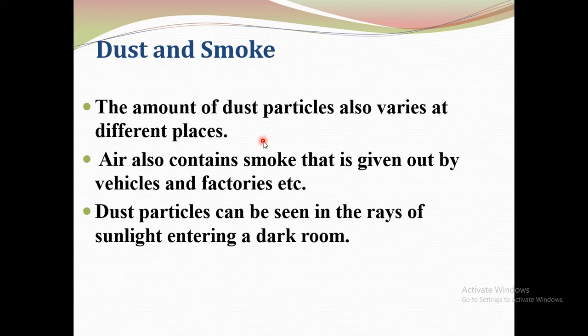Now about dust and smoke. The amount of dust particles also varies according to the place. Air also contains smoke that is given out by vehicles and factories. Nowadays we are using many vehicles, and due to the increased level of vehicles, air contains smoke. Not only that, factories also emit smoke. So air contains smoke which is given out by vehicles and factories.